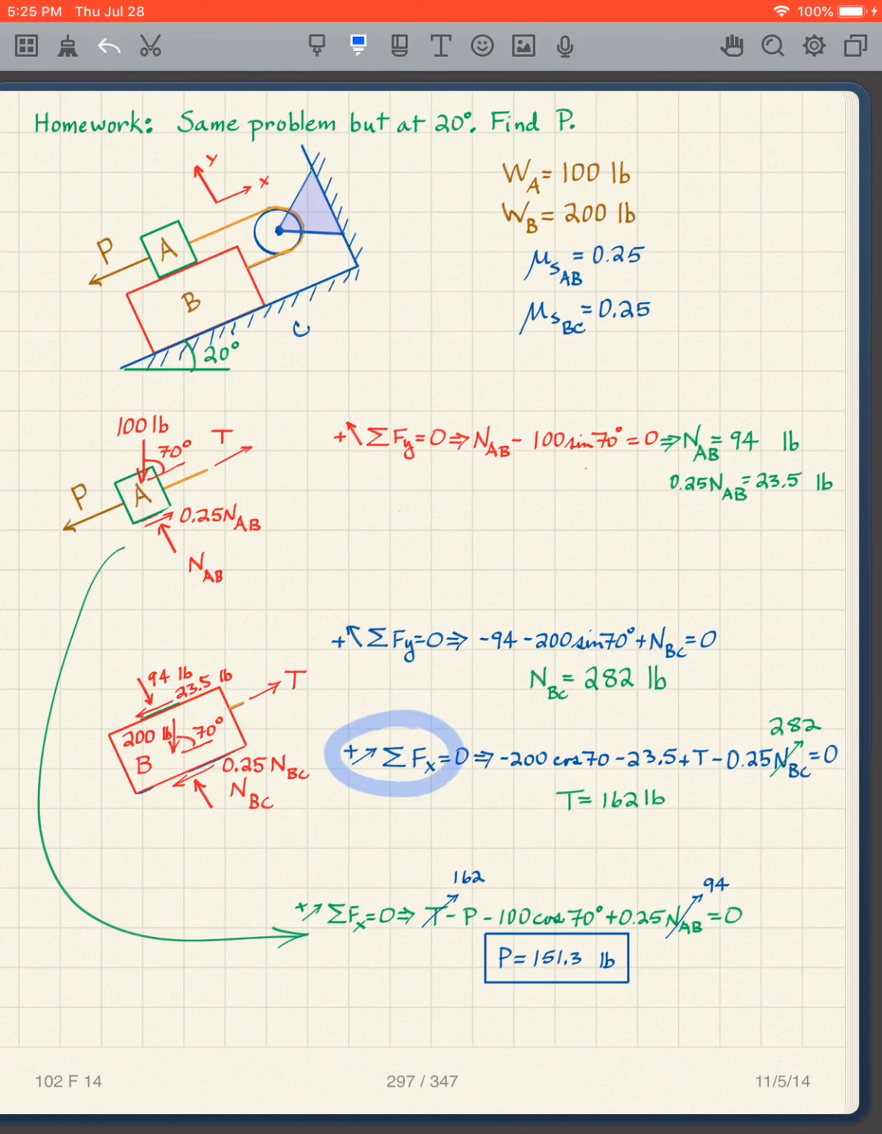Now I take the sum of the forces in the x direction. So now this is the x direction. And so I've got this, I've got this, I've got this, and then a component of this one. So it's 4 terms. 1, 2, 3, 4 terms. And so I've got my minus 200 cosine of the angle because its component is to the left. So it's minus.